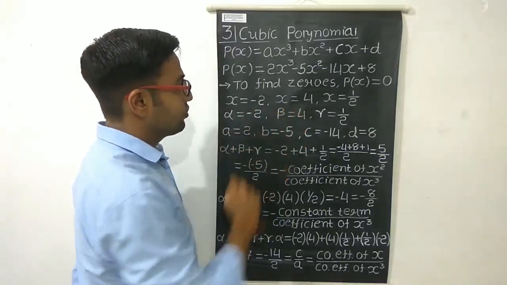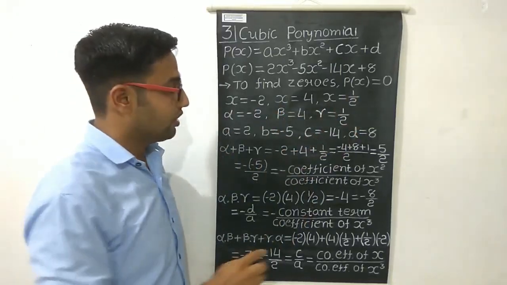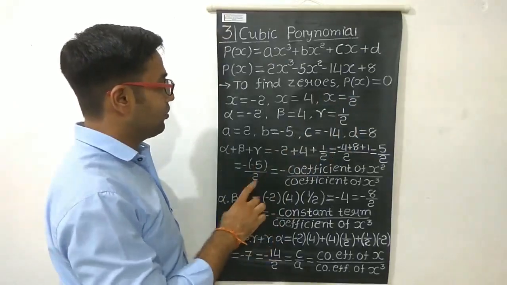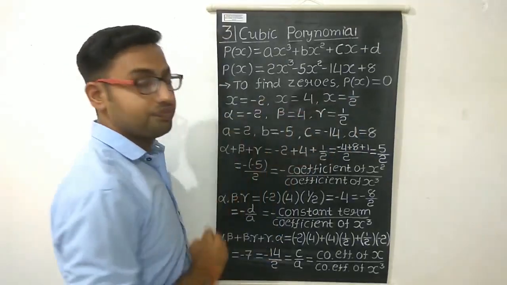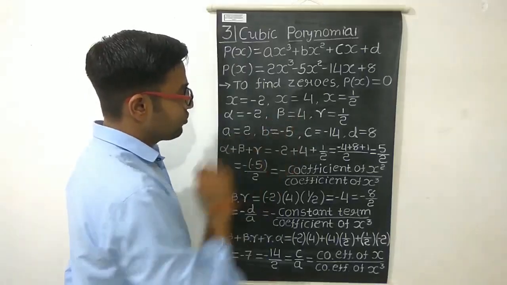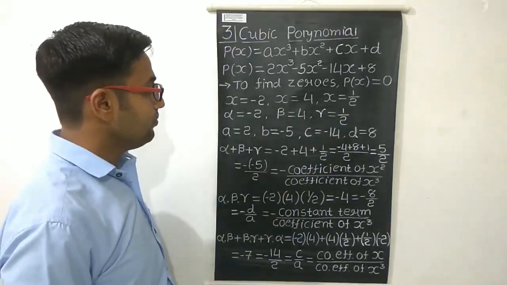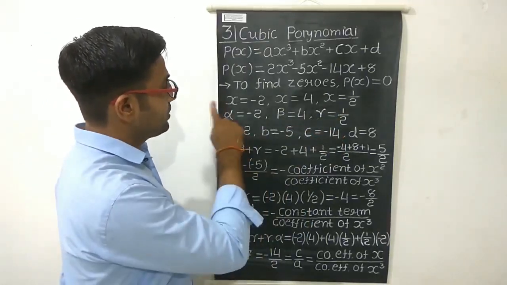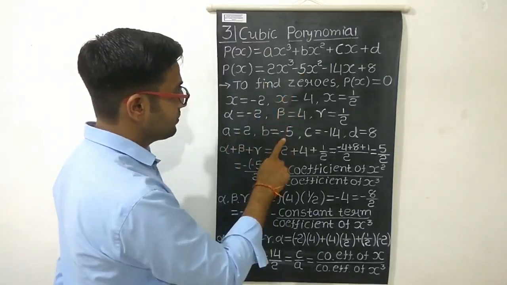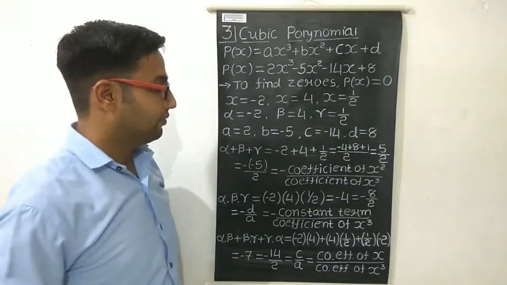second one is x is equal to 4, and third one is x is equal to 1 upon 2. So here we will call the zeros alpha, beta and gamma. First zero, alpha, is equal to minus 2, second one, beta, is equal to 4, and third one, gamma, is equal to 1 upon 2. And what are the coefficients of this polynomial? A is equal to 2, B is equal to minus 5, C is equal to minus 14, and D is equal to 8.